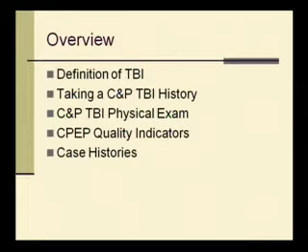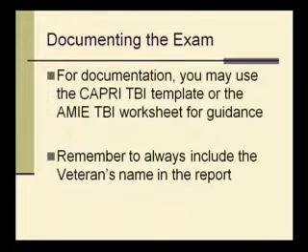The C&P TBI exam may be documented by using the TBI worksheet as a dictation guide or by using the Capri template. Either method can be used as a guide on how to perform and document a C&P TBI exam. Both methods should provide exactly the same information to the regional office for adjudication purposes. For this presentation, we will use the TBI worksheet as our guide.